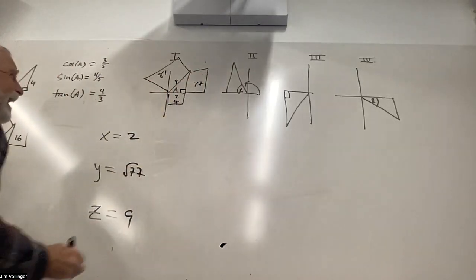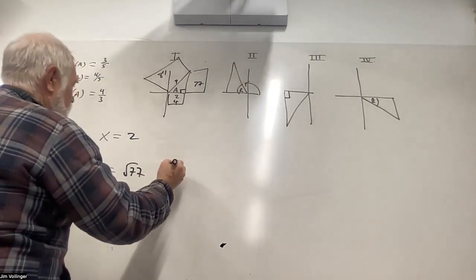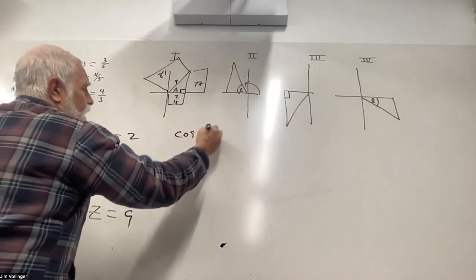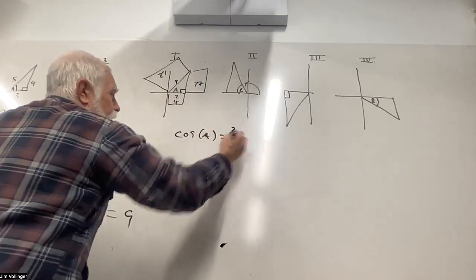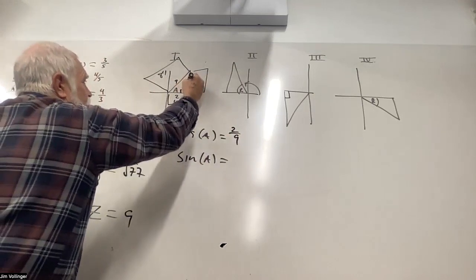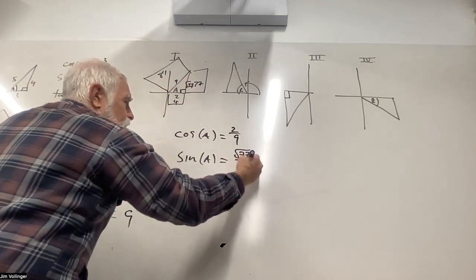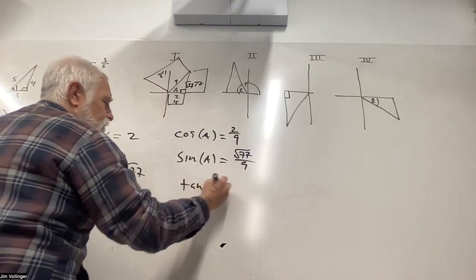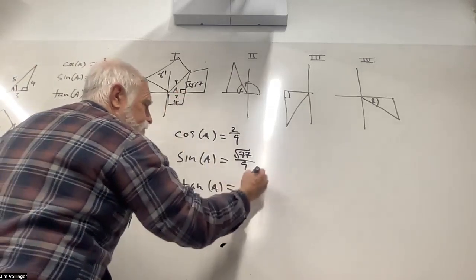And so what is the sine? I don't like what I'm doing right now, but so I'm going to stop the video. Okay, cosine of the angle. I got us this far. At least it'll be an introduction. 2/9. Sine of angle A. Square root of 77 is here, so square root of 77 over 9. And it won't hurt you to get a seed planted here, and the tangent of the angle is equal to square root of 77 over 2.